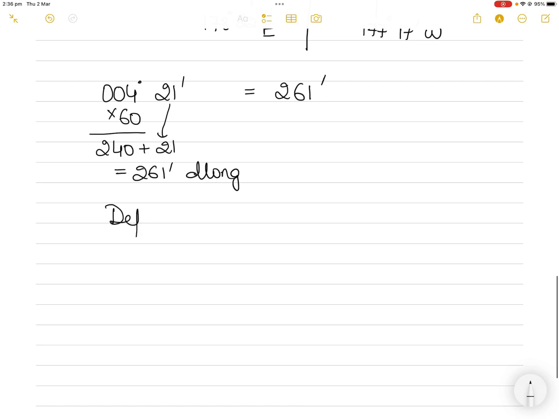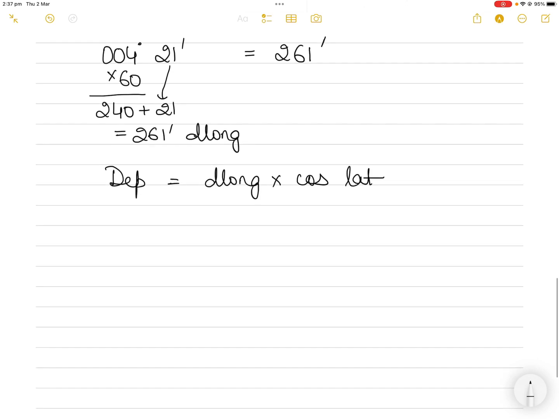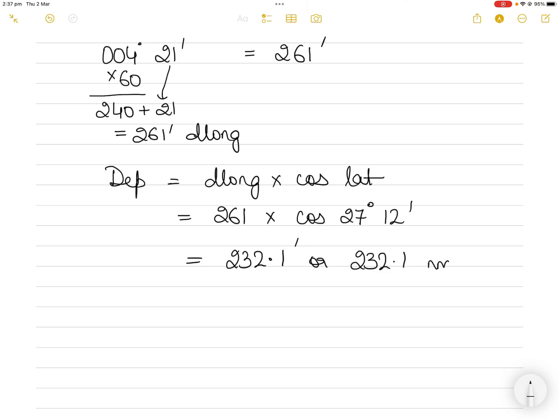So again, we go back to the formula. Departure equals d long multiplied by cos of latitude. Remember, latitude is given to you in the question already. What is the latitude? 27 degrees 12 minutes south. So d long is 261 multiplied by cos of 27 degrees 12 minutes. If I put 261 multiplied by cos of 27 degrees 12 minutes, you get 232.1 nautical miles. 232.1 minutes, or you can write 232.1 nautical miles, nm. Alright, that is your final answer.